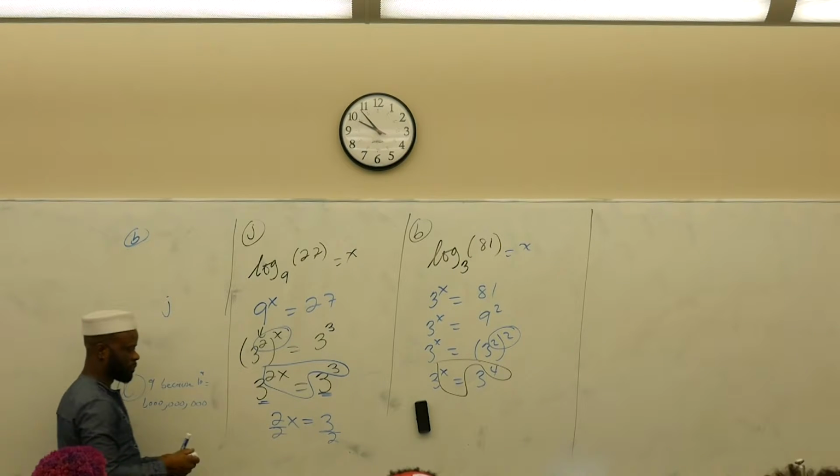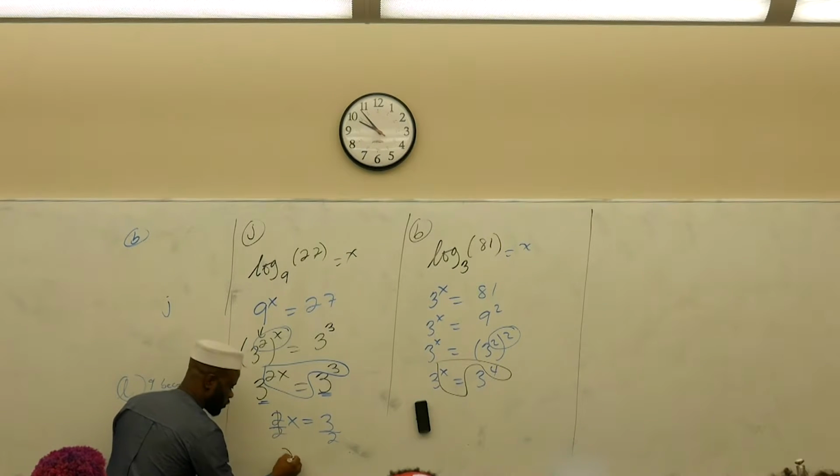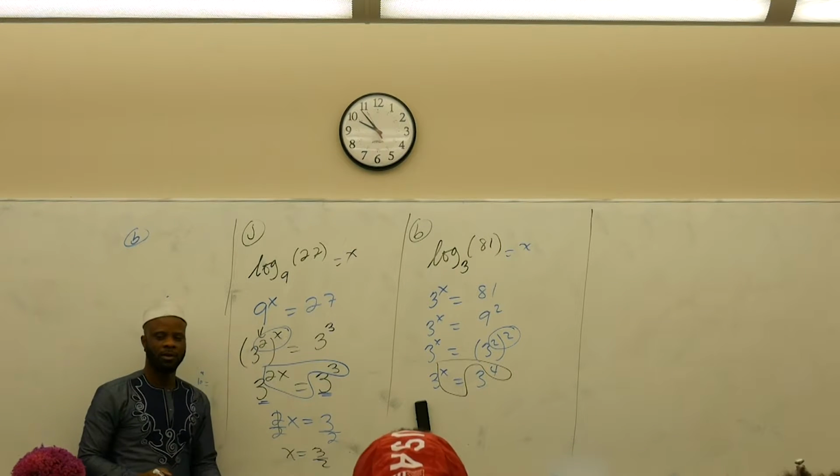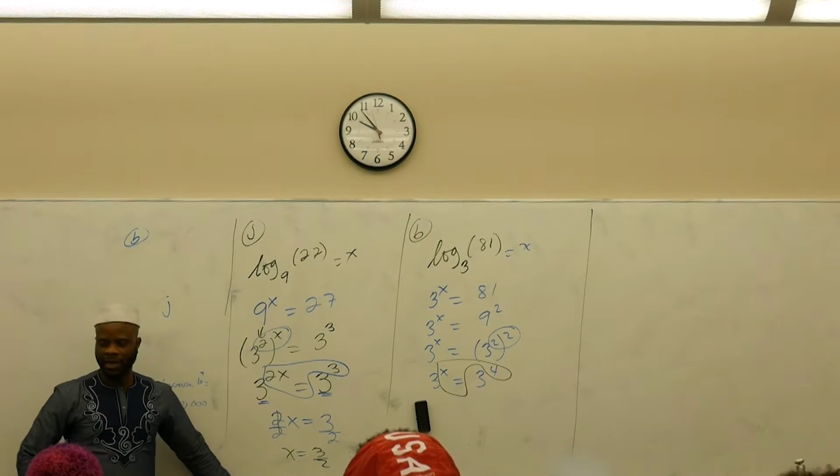So divide both sides by 2. So x is 3 halves, or 1 and 1 half.